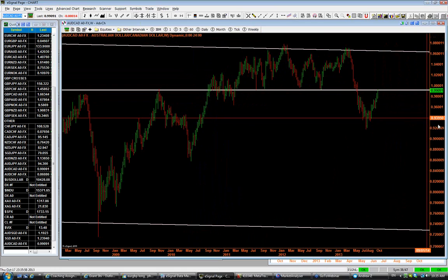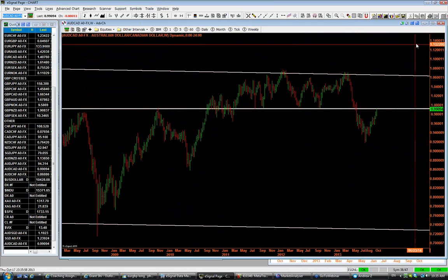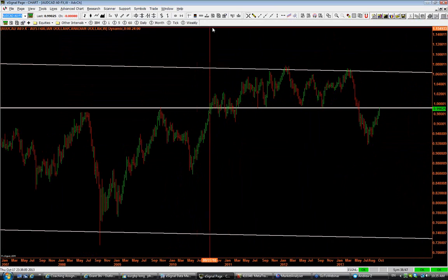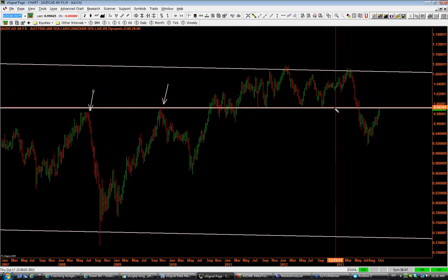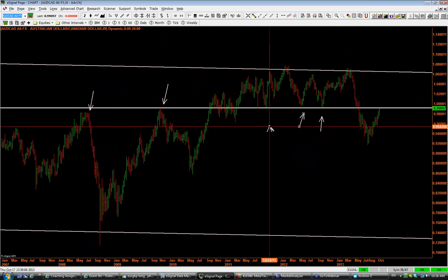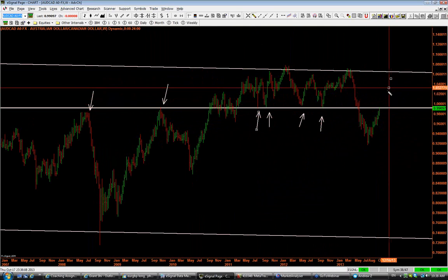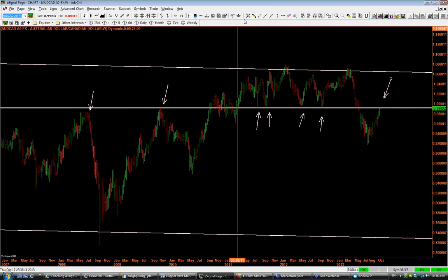So that's the resistance. Can you see the horizontal? I just made the full screen. That one is close enough. Back to the daily.